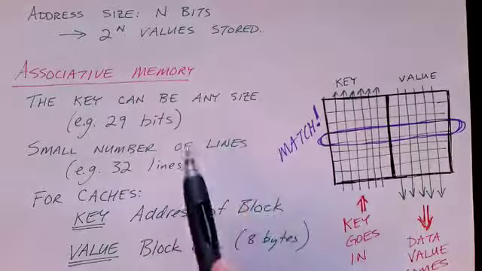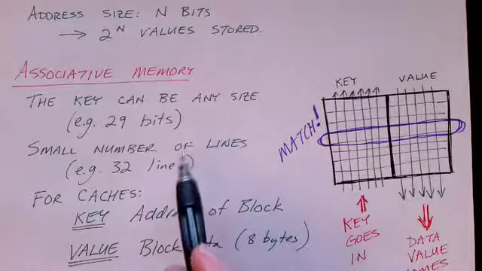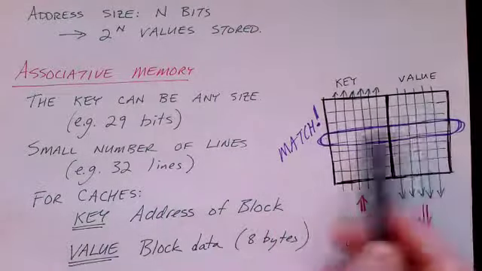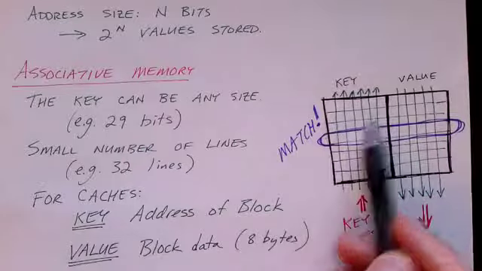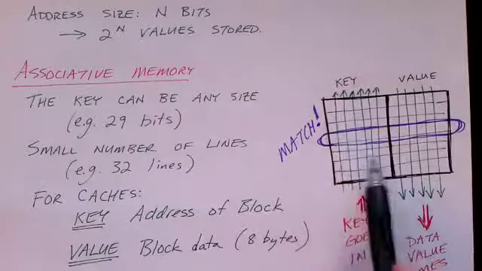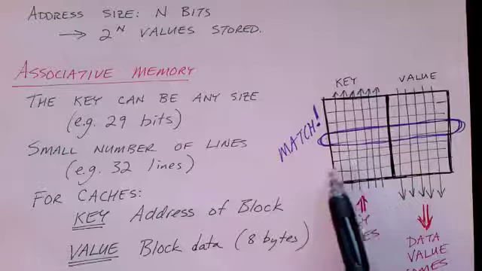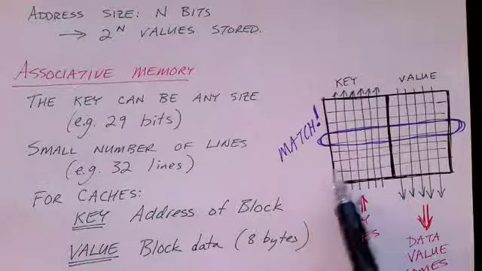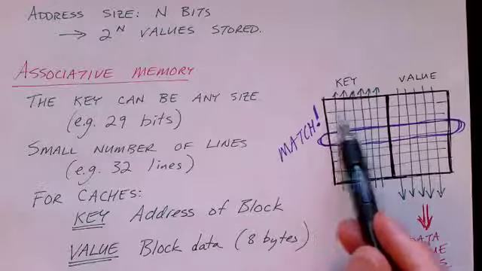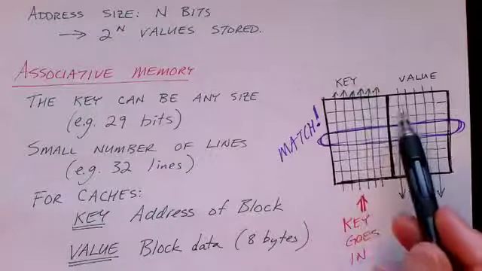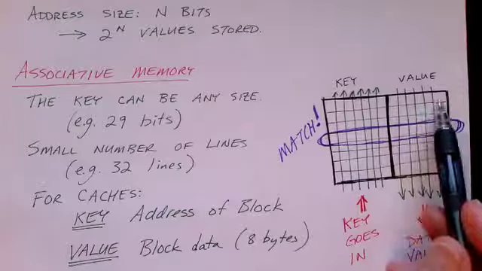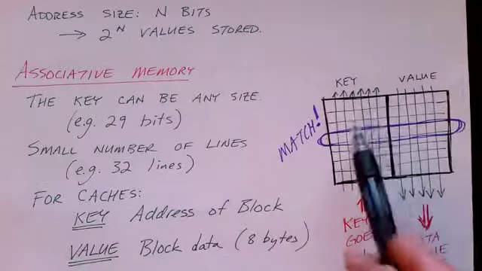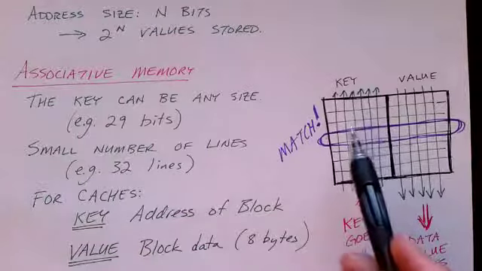And we also have a small number of lines. Here I'm showing the lines running across like this. So here's a line, and we have a small number of lines in a typical associative memory, maybe something like 32 different lines. We've got the key stored in one part of the line, and we've got the value stored in another part of the line. And the associative memory works like this. The hardware works like this.